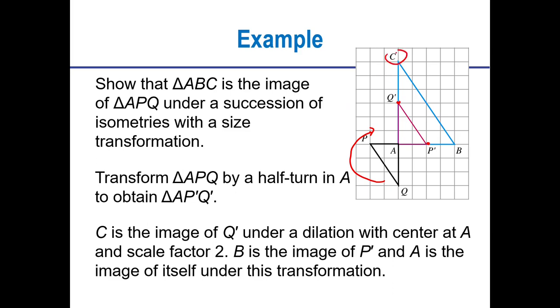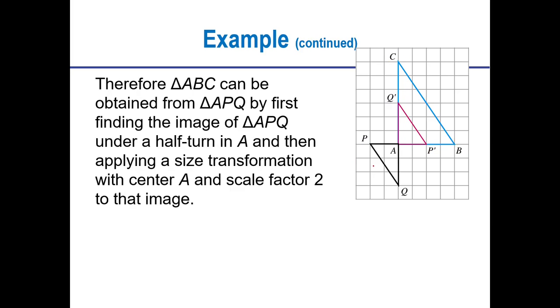C is the image of Q' under a dilation with center at A and scale factor 2. B is the image of P', and A is the image of itself. Therefore, triangle ABC can be obtained from triangle APQ by first finding the image of triangle APQ under a half turn in A and then applying the size transformation with center A and a scale factor 2 to that image.